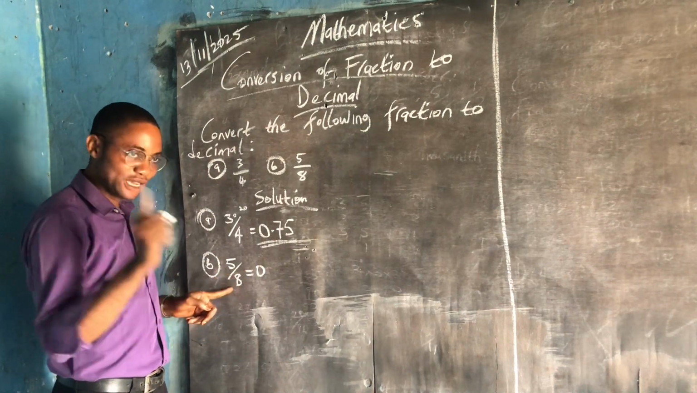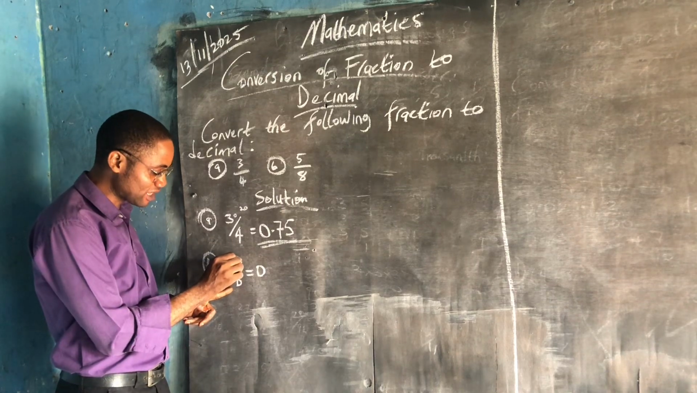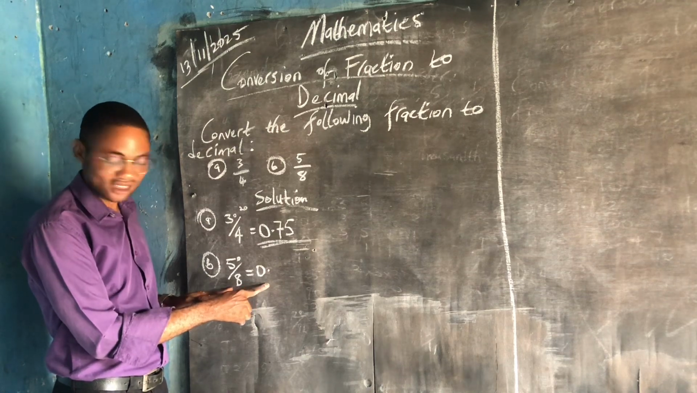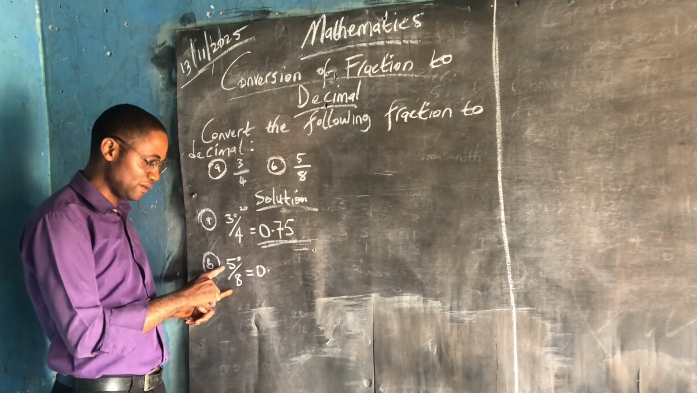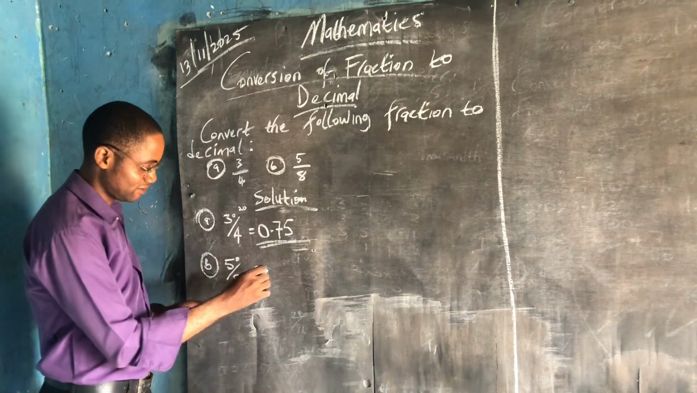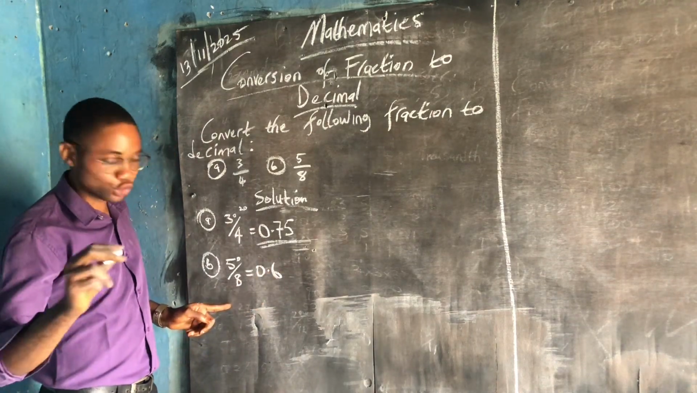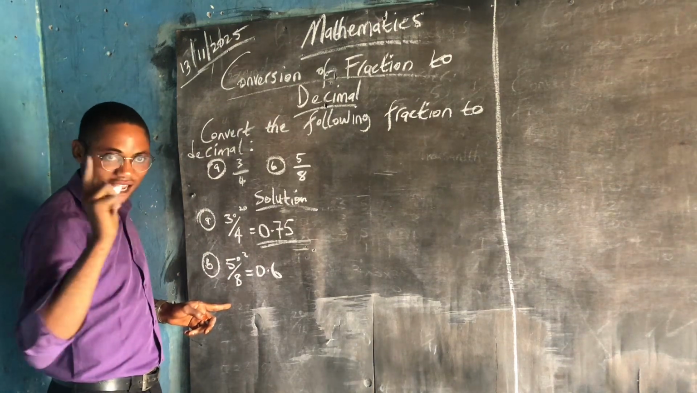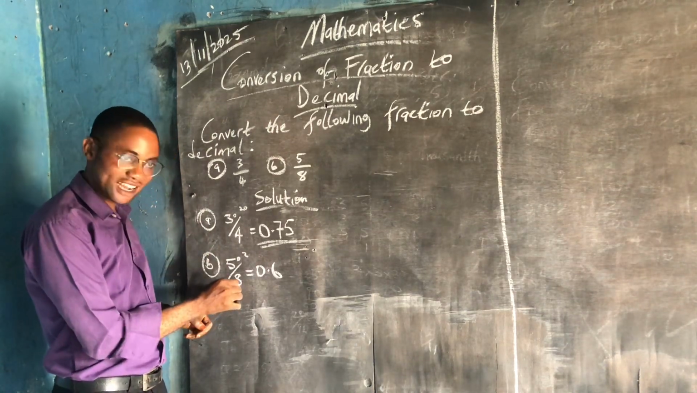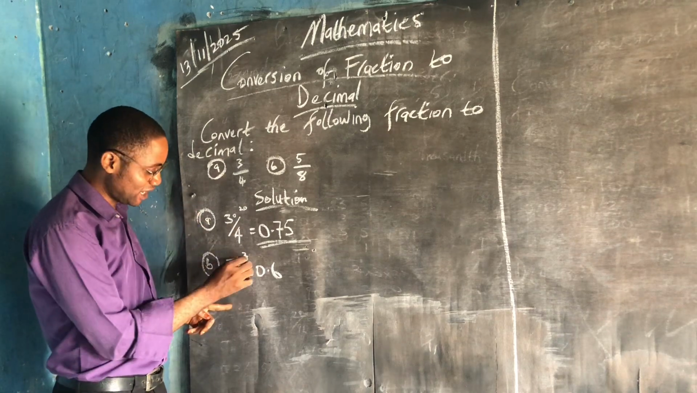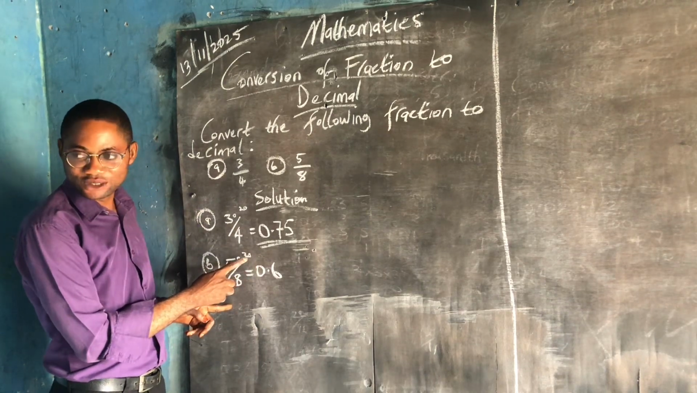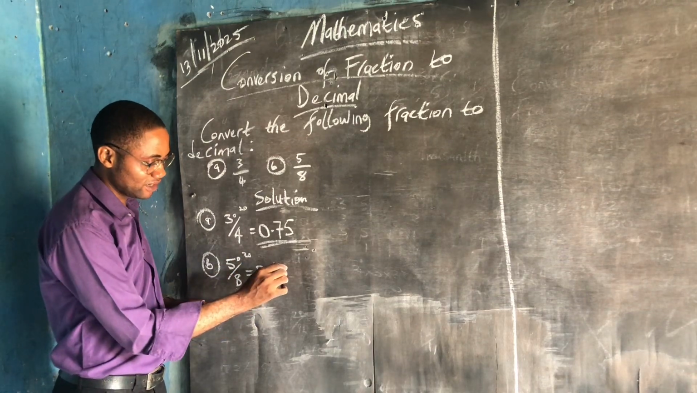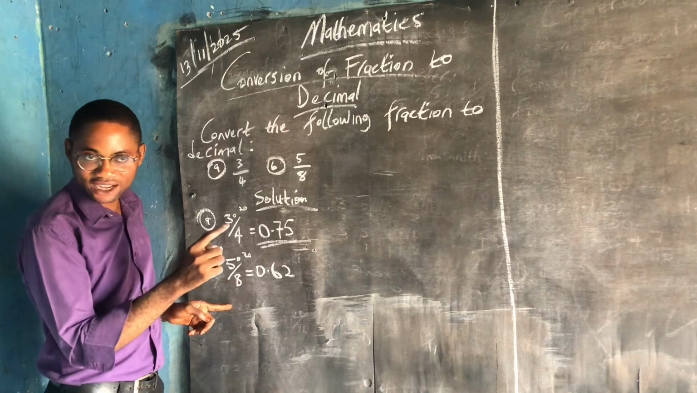You have your 0. Then you now borrow 0. As you borrow 0 and drop your 0, immediately you drop your 0, don't forget, you drop your point. Then you now say 8 divided by 50 is what? 6 remainder 2. Now that remainder 2, you bring it here, and you borrow another 0, because 8 cannot divide 2. You add it to this 2, it becomes 20. So 8 divided by 20 is what? 2 remainder 4.